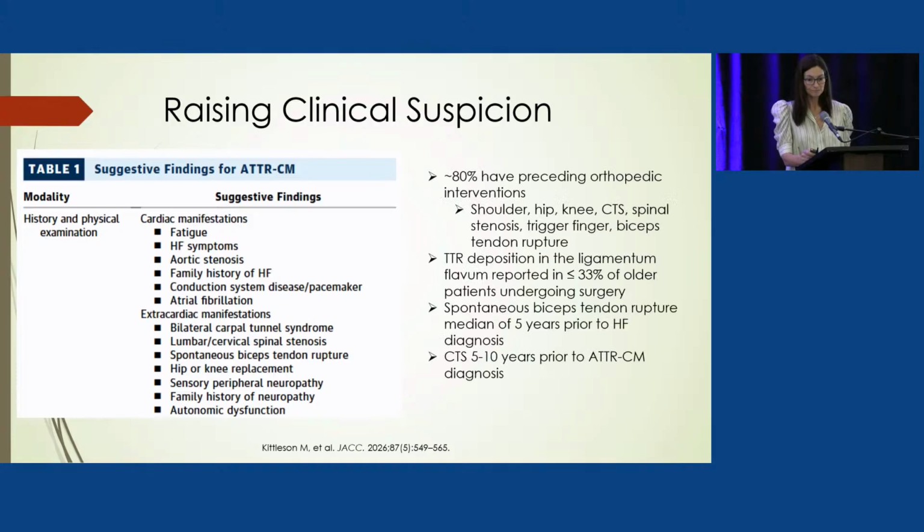and ask about. About 80% of patients with cardiac amyloidosis have preceding orthopedic interventions, so hip or knee replacements, trigger finger release, biceps tendon rupture, which is typically spontaneous. TTR deposition has been found in the ligamentum flavum of up to 33% of older patients undergoing surgery. Spontaneous biceps tendon rupture can occur at a median of 5 years prior to the diagnosis of heart failure, and carpal tunnel syndrome, typically bilateral, can occur 5 to 10 years prior to the diagnosis of ATTR cardiomyopathy.